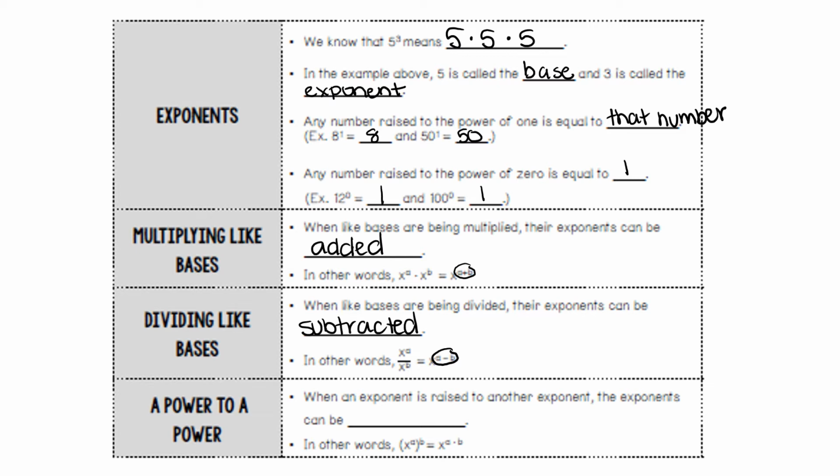And the last one, it's power to a power. You'll also hear this called raising to a power. They both mean the same thing, it's just 2 different ways of saying it. When an exponent is raised to another exponent, the exponents can be multiplied. And again, with our example, we have an a on the inside of the parentheses and a b on the outside, and so we would multiply a times b. We would multiply whatever those numbers are to get our final exponent.